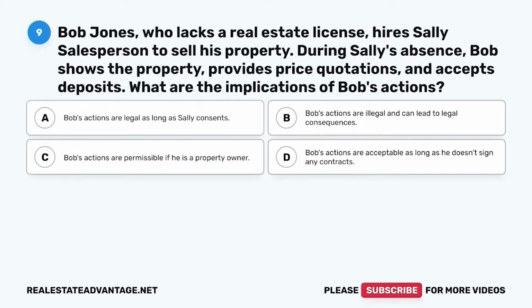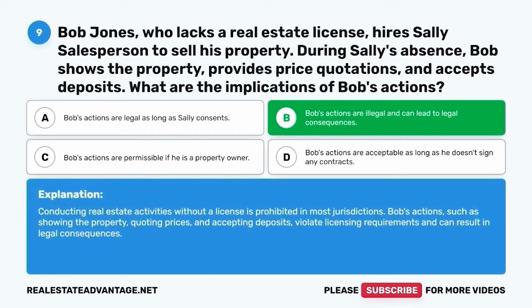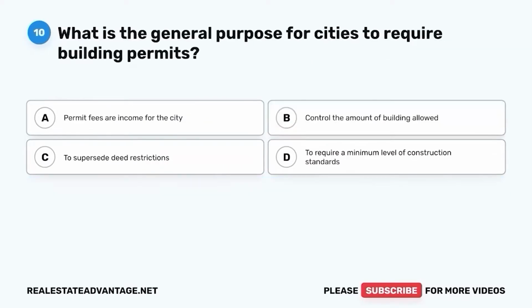Bob's actions are acceptable as long as he doesn't sign any contracts. The correct answer is B. Bob's actions are illegal and can lead to legal consequences. Conducting real estate activities without a license is prohibited in most jurisdictions. Bob's actions, such as showing the property, quoting prices, and accepting deposits, violate licensing requirements and can result in legal consequences. Question 10. What is the general purpose for cities to require building permits?